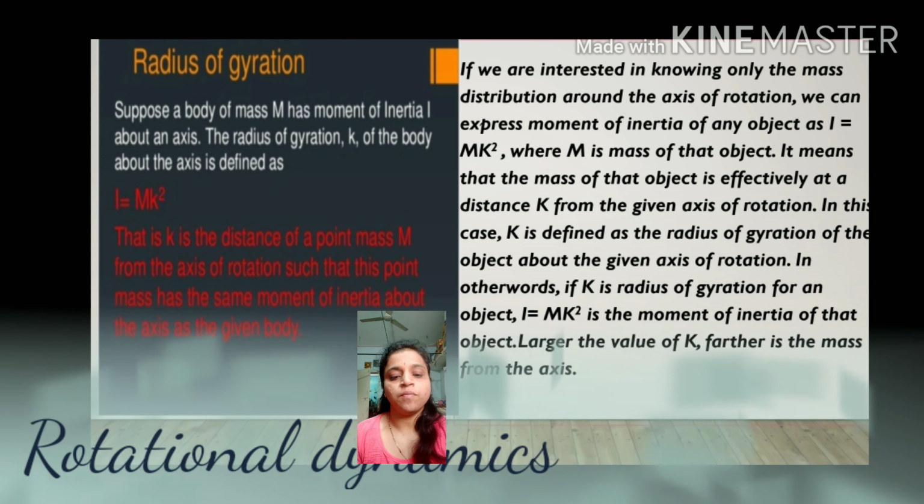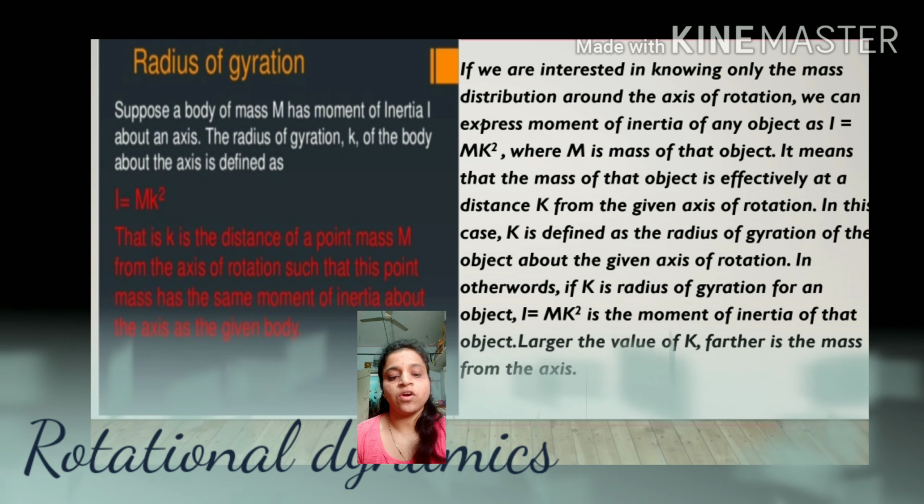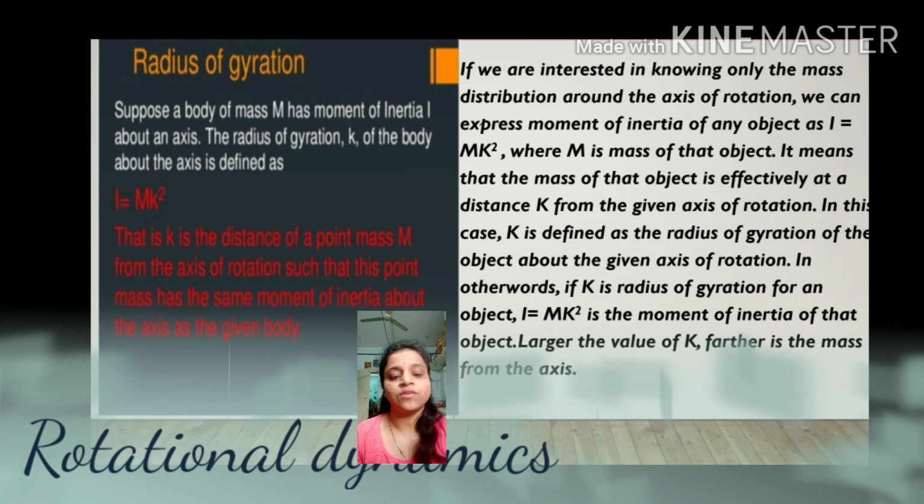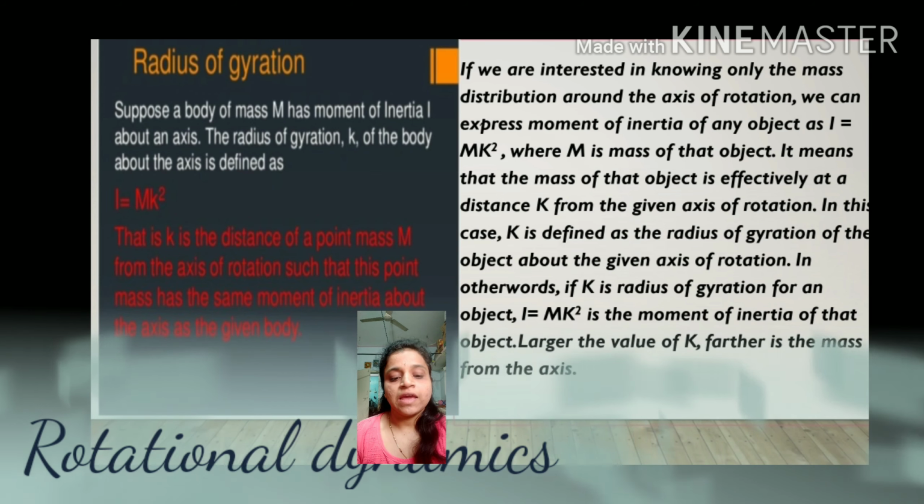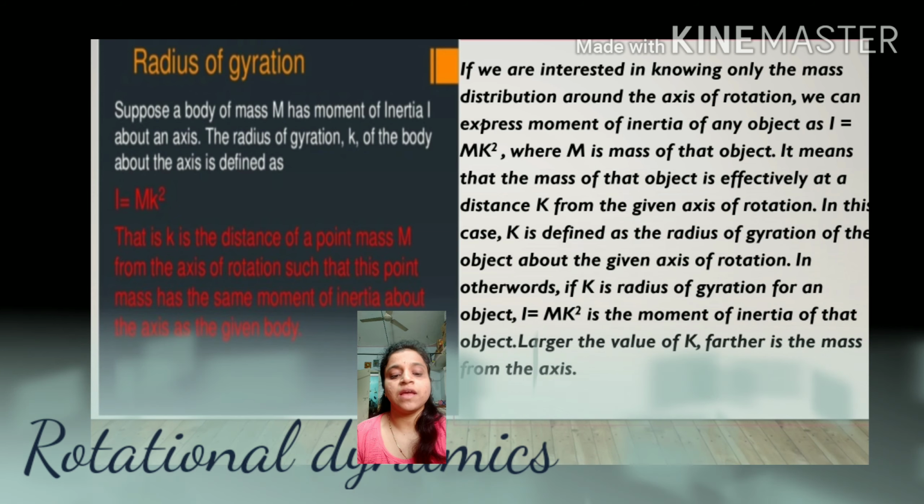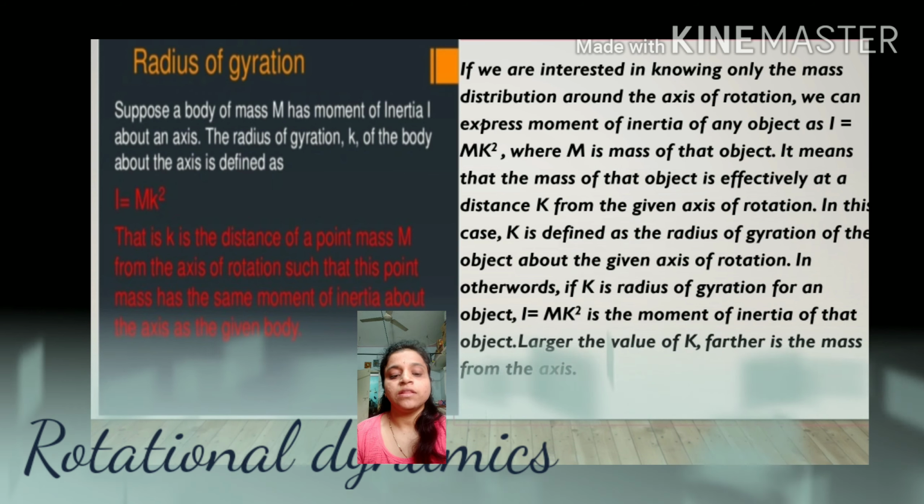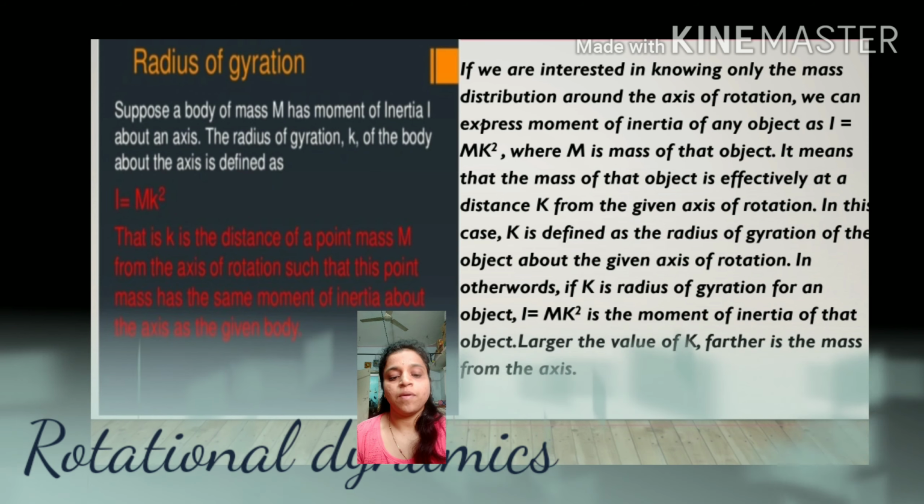Suppose a body of mass m has moment of inertia I about an axis. The radius of gyration k of the body about the axis is defined as I is equal to mk square. So k is the distance of a point mass m from the axis of rotation such that this point mass has the same moment of inertia about the axis of rotation.